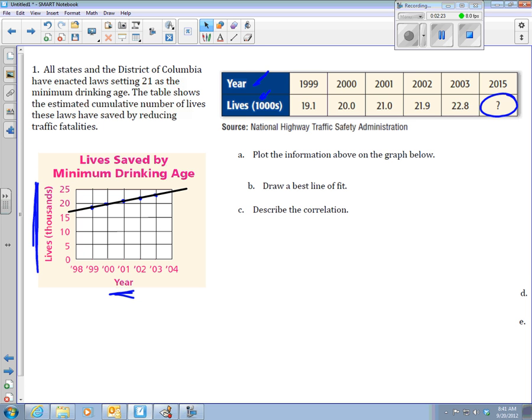Describe the correlation. Well, if you look at the line, as it goes to the right, it's going up. This is a positive correlation. In other words, the slope of my line will be positive. Now, write a prediction equation. What we have to do is pick 2 points on this line, find our slope and our y-intercept, and write our prediction equation.